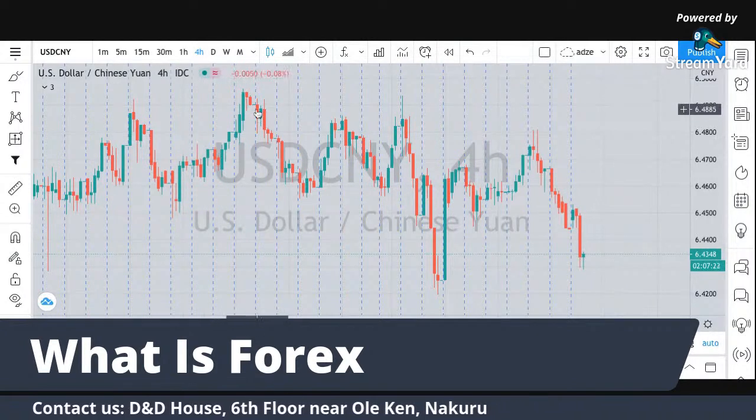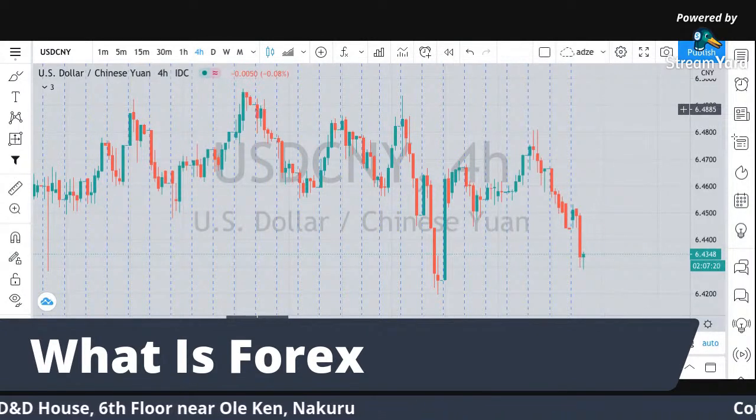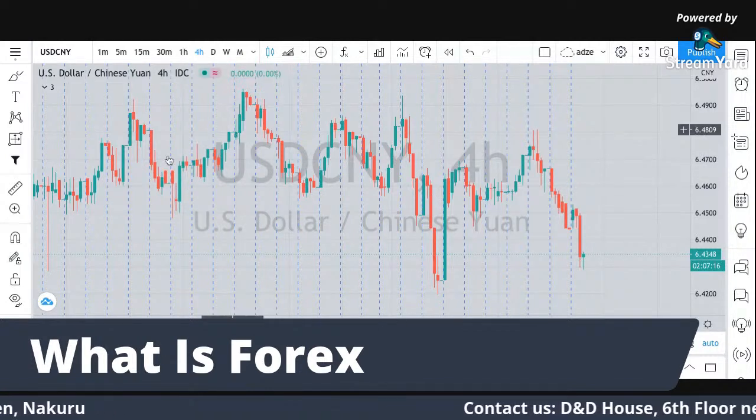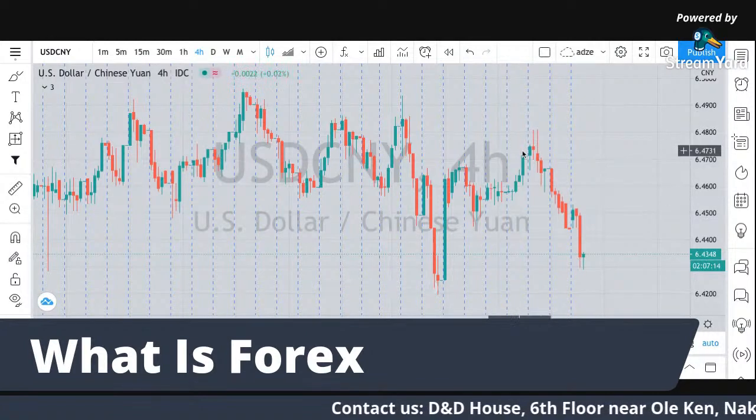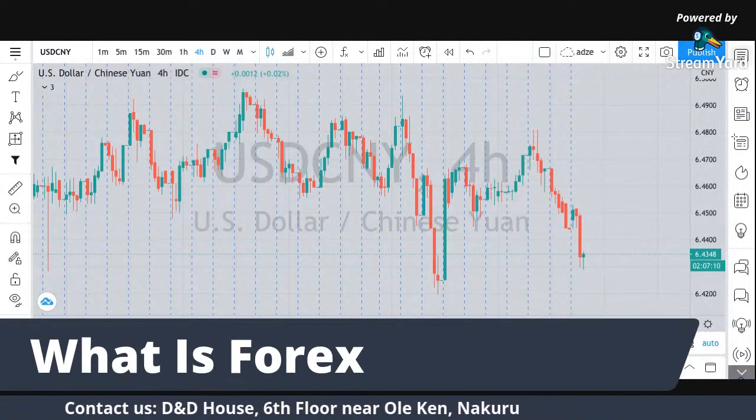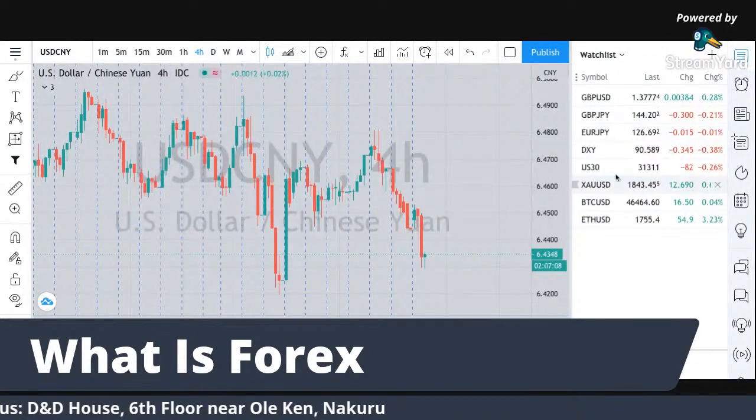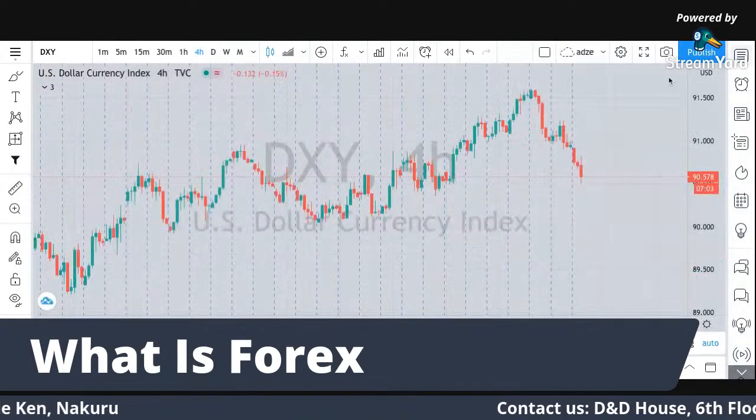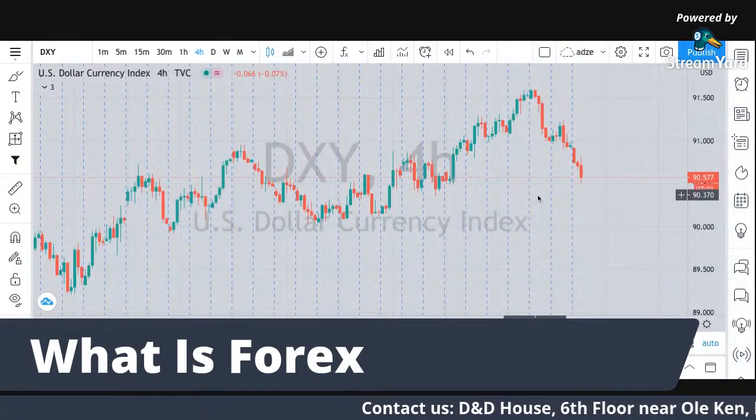Okay, this one looks good. Looks like a range. These are ranges, these are breakouts, these are reversals. There's a downward momentum. Seems like the dollar has been taking a hit. Let's look at the dollar index. Yeah, the dollar has been taking a hit.